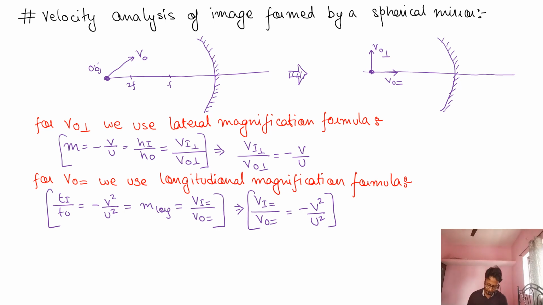And by combining, the final velocity of image is equal to the combination of velocity of image perpendicular to the axis plus the velocity of image parallel to the axis.